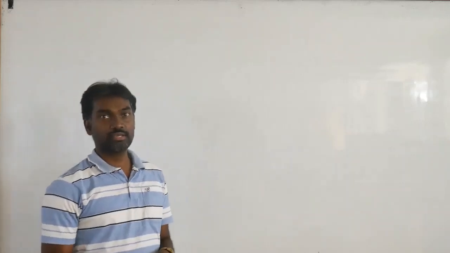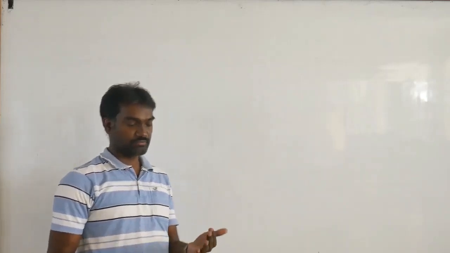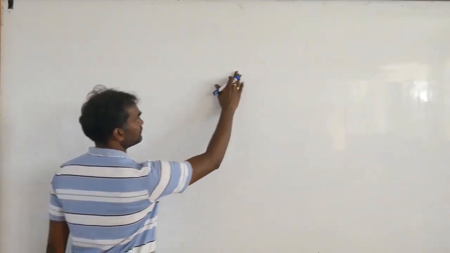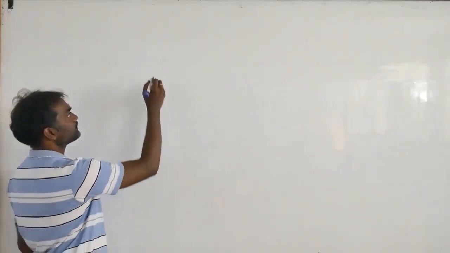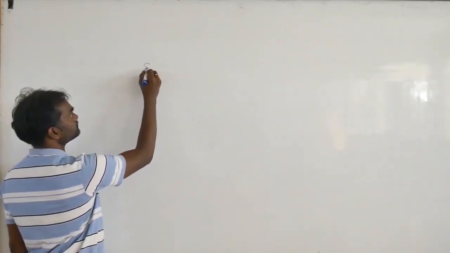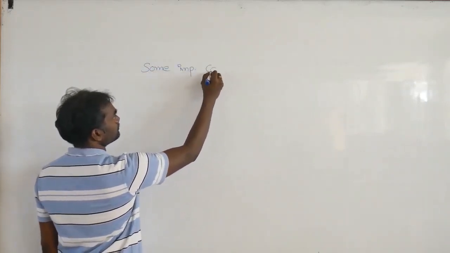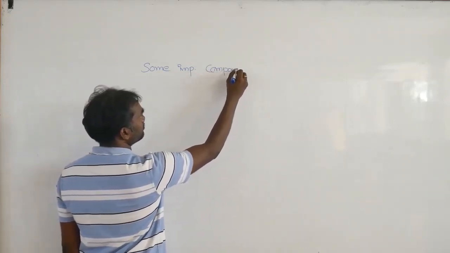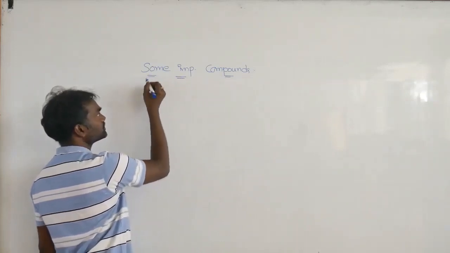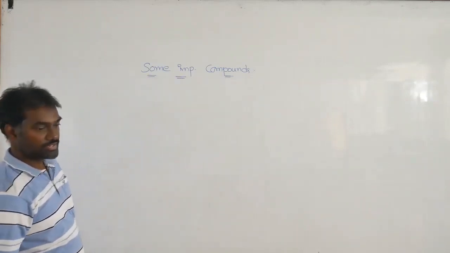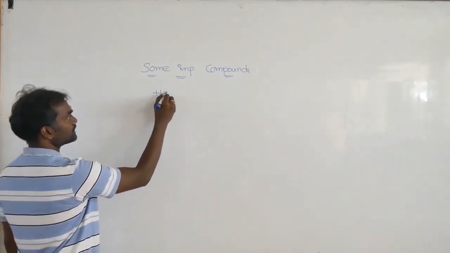Good morning, students. In the last class we discussed that the special properties are all completed. Extra properties and reduction potential are also completed. Now some important compounds of d-block elements we are discussing. In this, what are the general things?